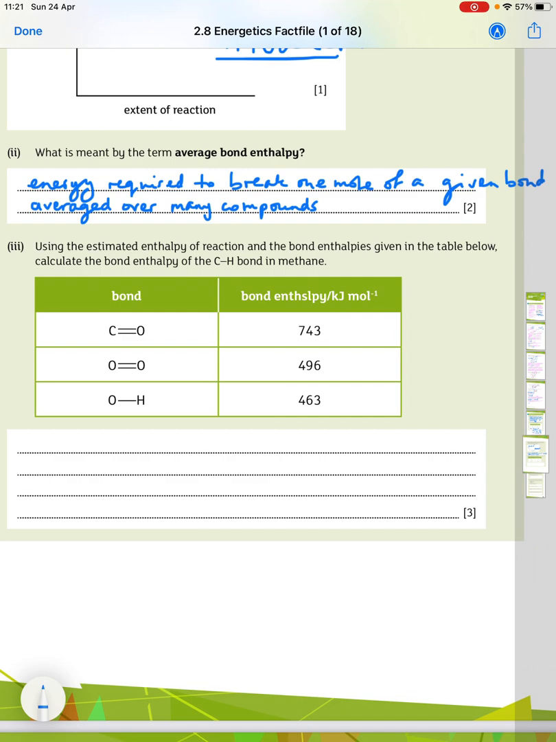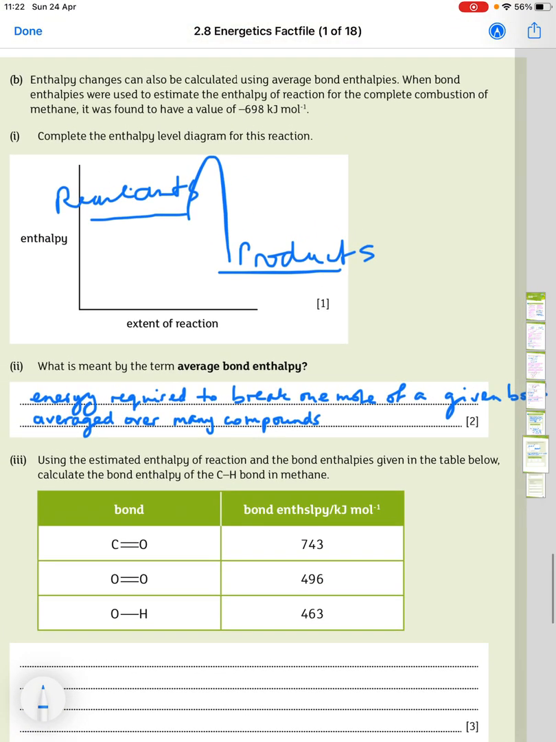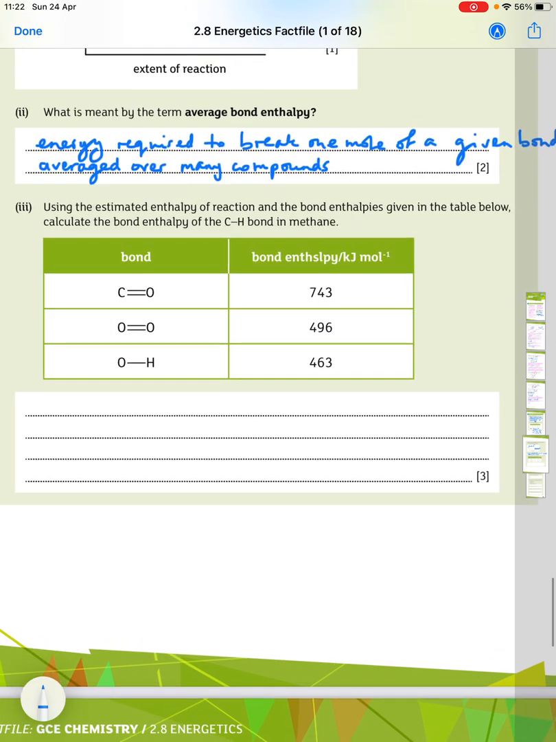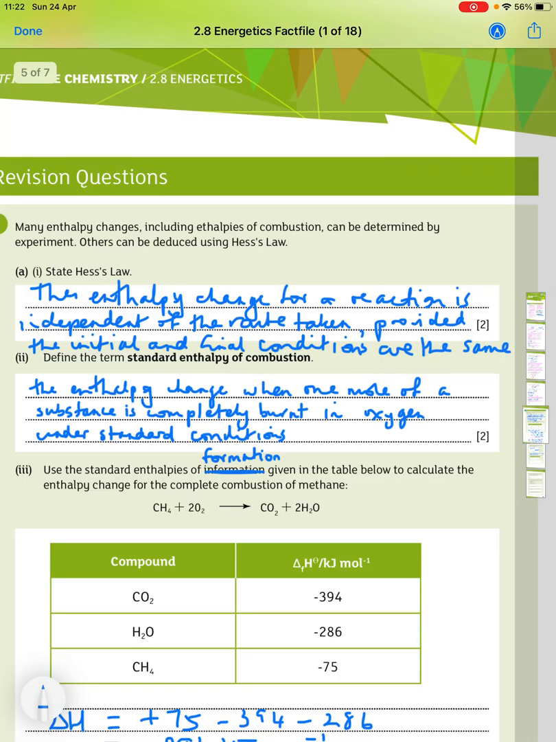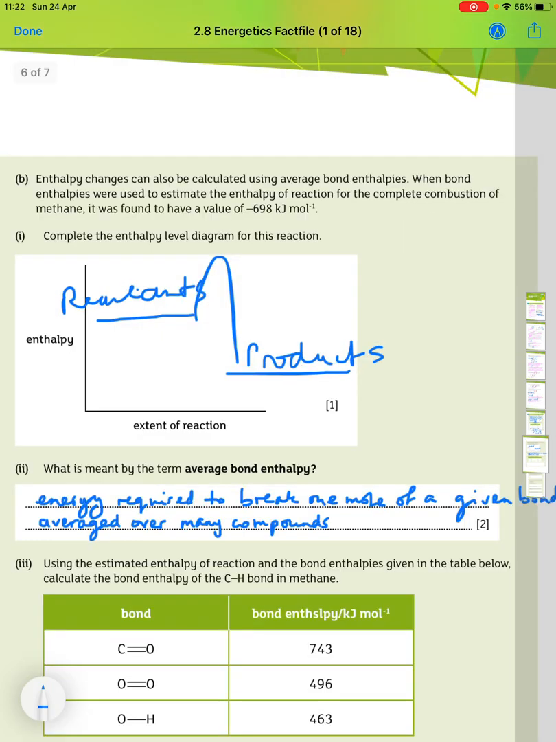Okay, part 3. Using the estimated enthalpy of reaction and the bond enthalpies given in the table below, calculate the bond enthalpy of the carbon to hydrogen bond in methane. So if we write the equation down here again, it was in the last page if you remember. So this equation, CH4 plus 2O2 gives us CO2 and 2H2O.